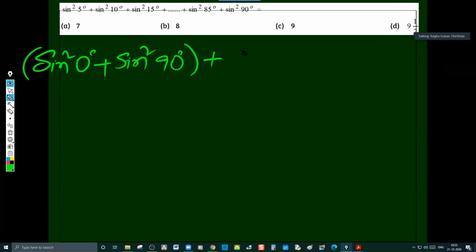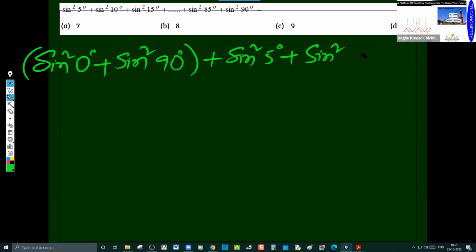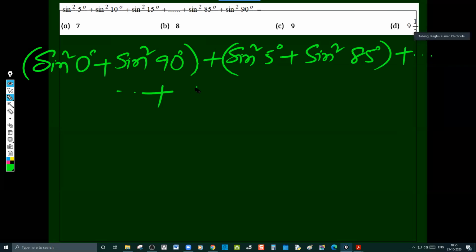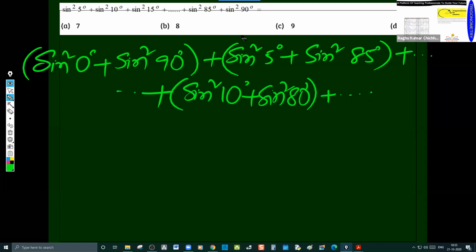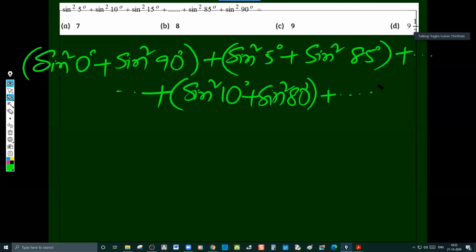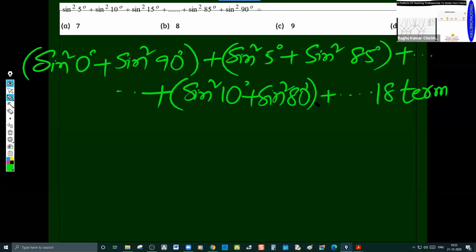45 will be left out as usual again. Plus and so on plus. Come on. The sine square 45, plus sine square 10, plus sine square 80, plus and so on. How many such terms you'll get? You tell me. 18. 18 terms, huh? Yes, sir. I must say 18 brackets. Correct, no? Yes, sir.